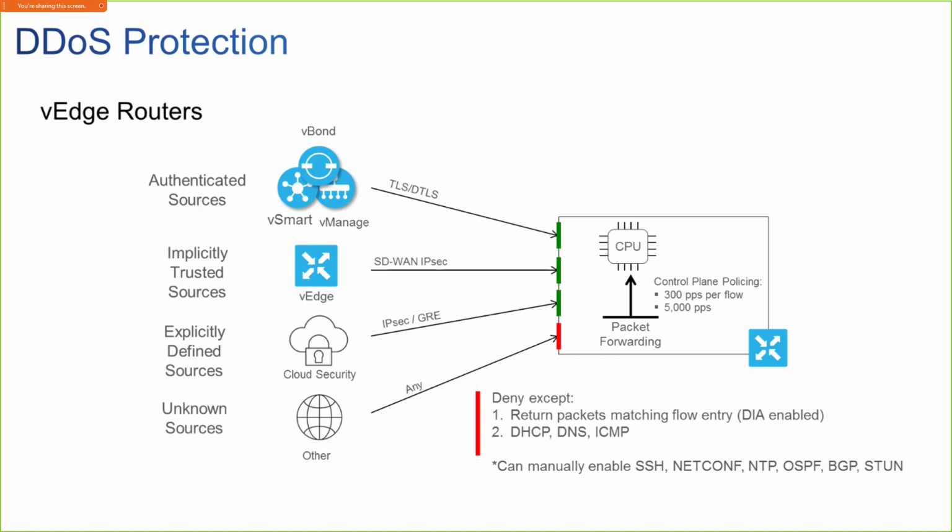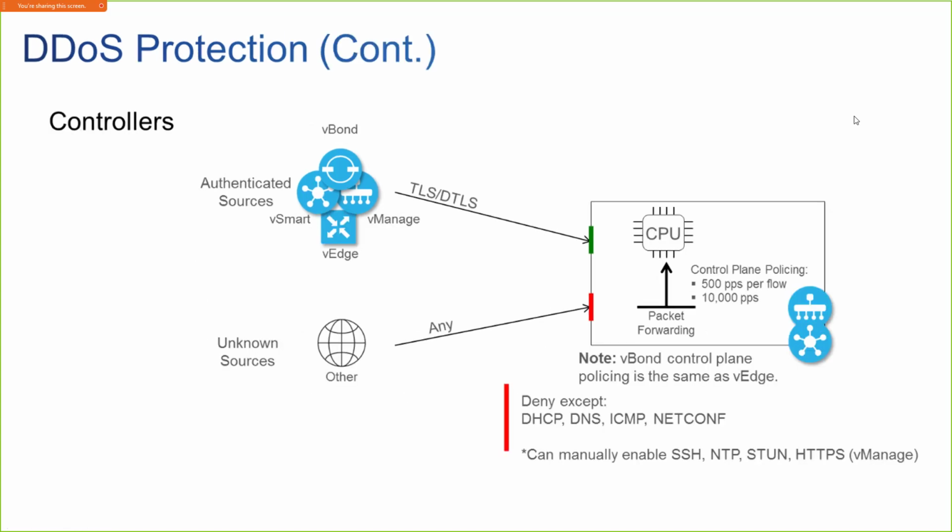We see this in traditional routing architectures with control plane policing and control plane protection. We have that same functionality built into the SD-WAN architecture as well. And that'll be one of the last things we talk about, in the last bit of our information that we cover tomorrow.